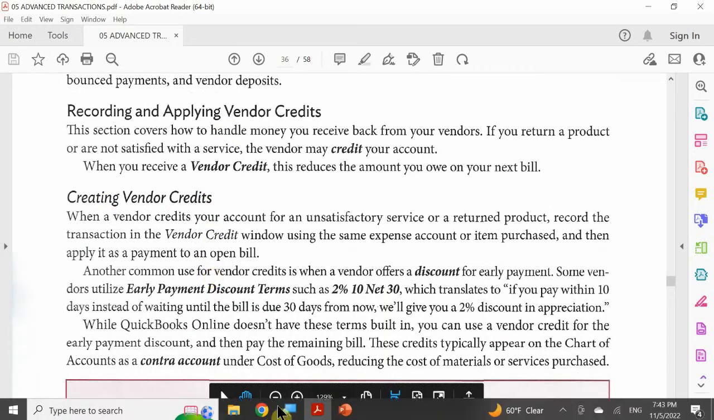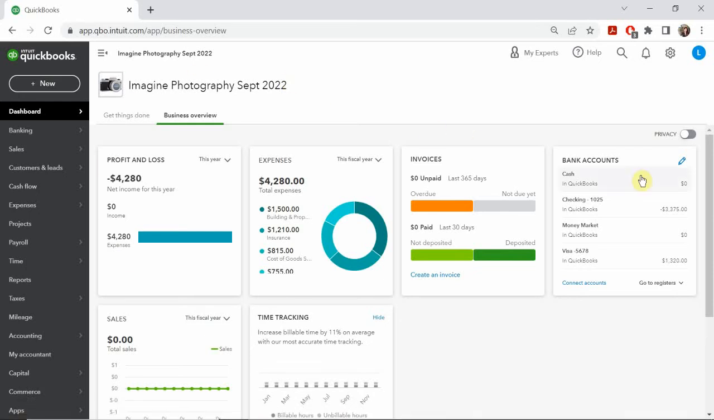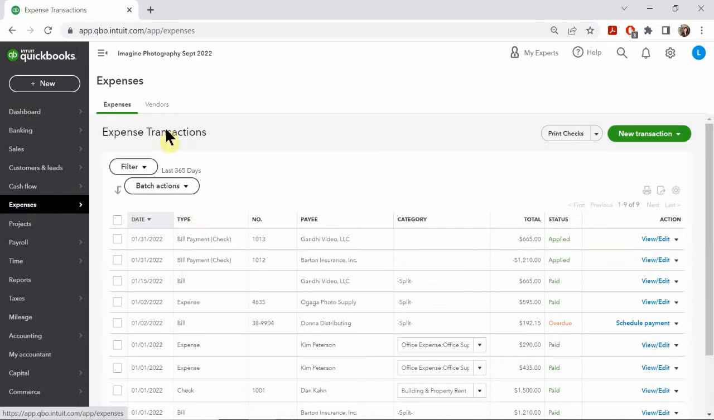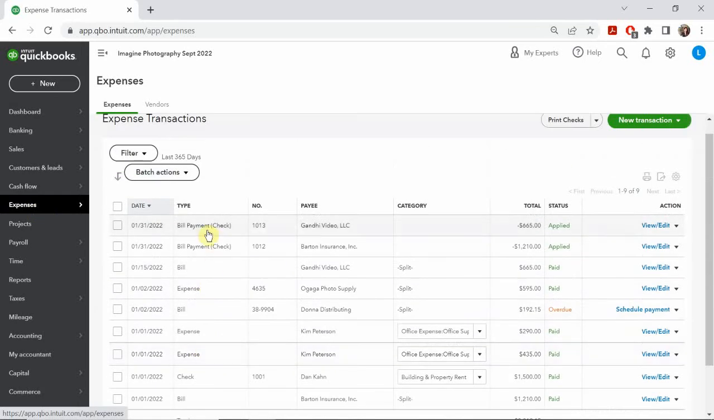Starting with the very first thing, when we log into our company file here, right? So again, this is a continuation of what we've done so far. If we go ahead and take a look at our expenses, this is what we've done so far. We've done a bunch of bills. We've done a bunch of purchasing and buying and so on and so forth.